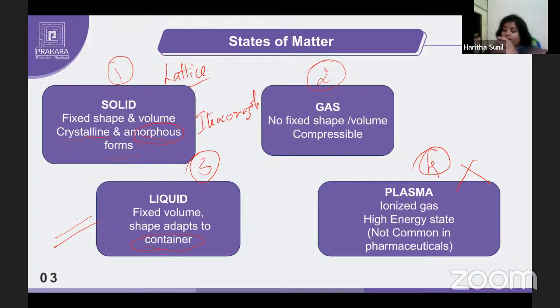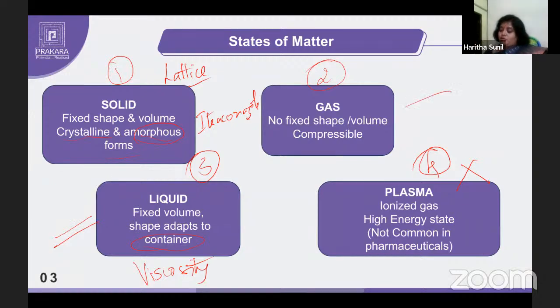Here, viscosity plays a major role, especially in liquids. The viscosity plays a major role in pharmaceutical formulations. Examples include oral syrup solutions, injectables, emulsions, and suspensions, where we want to deliver poorly soluble drugs, right?